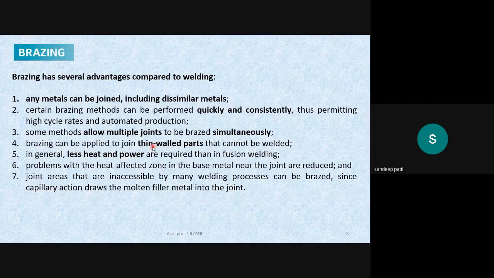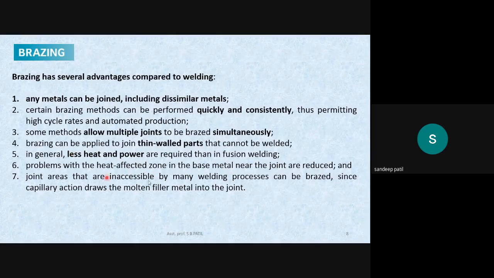If you remember the different kinds of welding processes, in the resistance welding process, the thickness of the sheet metals is up to 3 mm. So if the thickness is less than 3 mm, then we can go for the brazing process. Also, less heat and power are required than for fusion welding. Then problems with the heat affected zone in the base metal near the joint are reduced.